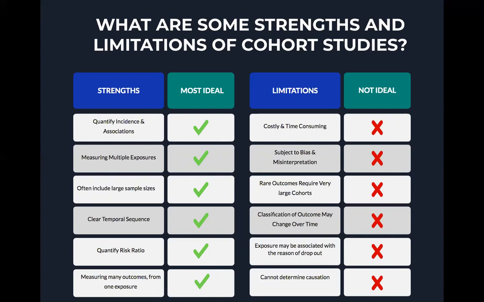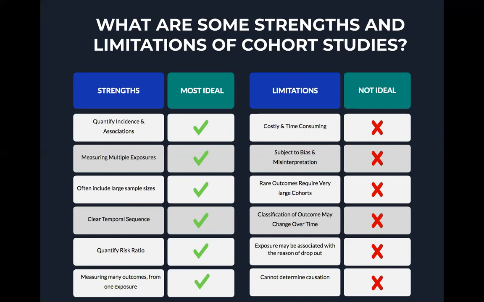But some limitations of a cohort study are that it is very costly and time consuming because you have to follow up, and this usually takes years. It is very easily subject to bias and misinterpretation. This could be from the participants or just not being able to follow up. Rare outcomes, such as a rare disease, will require a very large cohort, which it's not always possible to get. And the classification of outcome, for example a diagnosis of a disease, may change over time.